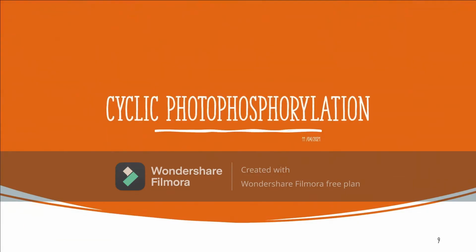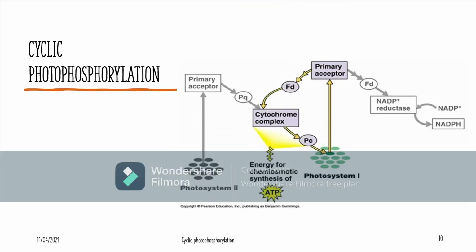Next, I would like to explain cyclic photophosphorylation. This is a simple picture of the process of cyclic photophosphorylation. The yellow arrow refers to the cyclic photophosphorylation. Firstly, light energy is absorbed by accessory molecules and is transferred to P700 in photosystem 1. An electron from P700 is photoexcited and passed on to an electron acceptor called iron sulfur. Iron sulfur then passes the electron to ferredoxin.